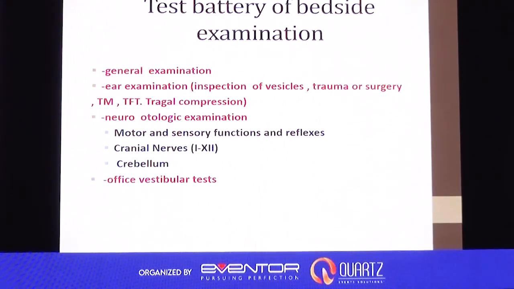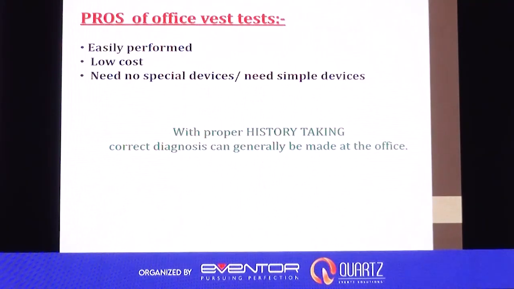The test battery or bedside examination starts with general examination of the patient, ear examination with inspection for vesicles, trauma or surgery, tympanic membrane examination, tuning fork test, or tragal compression. Each item will be discussed later. Neuro-otologic examination includes motor and sensory function and reflexes, cranial nerve examination, cerebellum, and the office vestibular test. For time reasons, I will discuss only the office vestibular test.